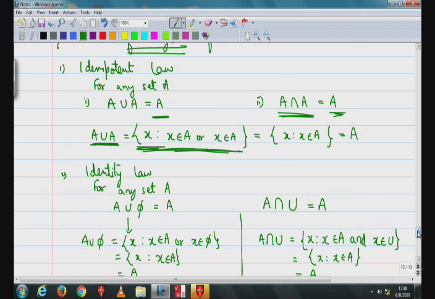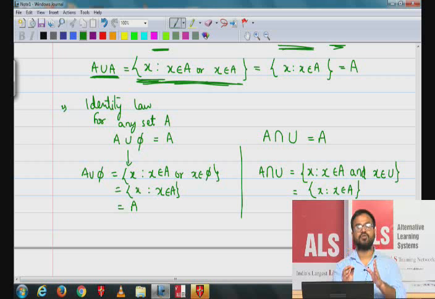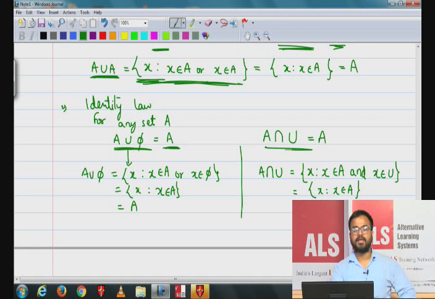And in the case of identity, identity means the union of the null set and the set itself will be the same set, and the intersection of the universal set and the set will be the same set itself. Like A union phi will be A and A intersection U will also be A.